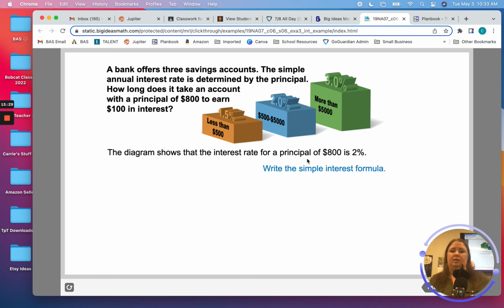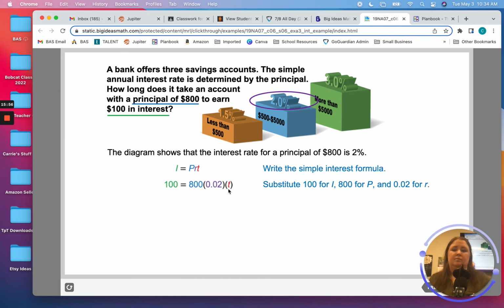So let's plug in our formula. What interest are we trying to get to? $100. So we're going to plug that in for I. What's my principal? $800. And then what is my rate? 2%. So I'm solving for how long this is going to take, so I'm solving for t, right? Plug everything in where it goes. Write this in your journals.